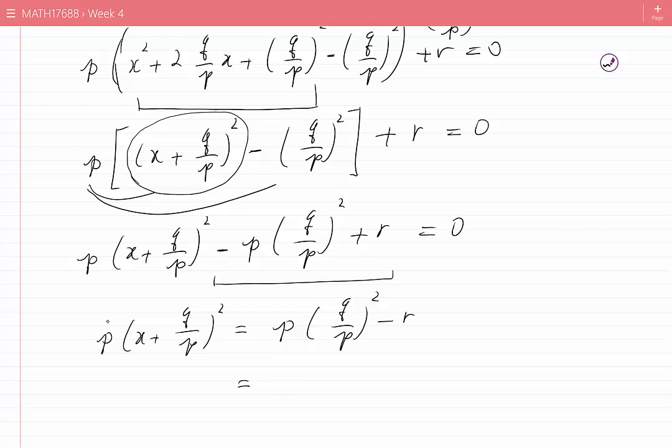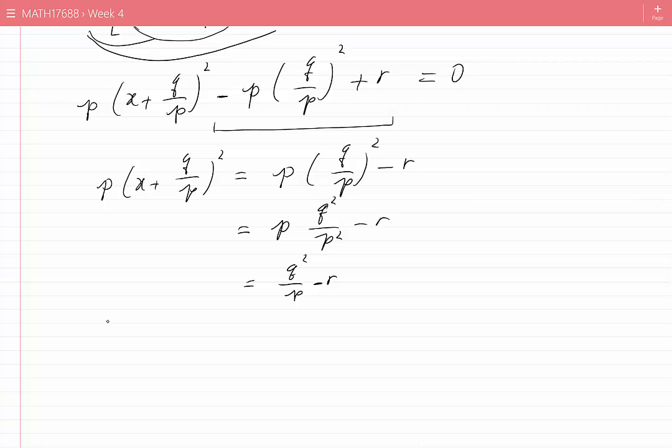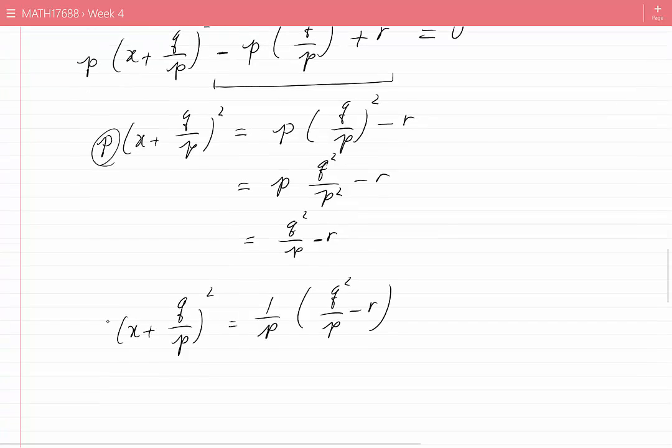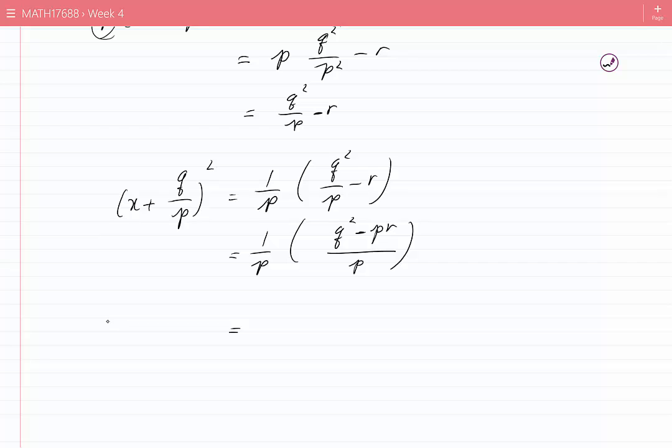This can be simplified in the following way. This is equal to p times q squared over p squared minus r, which is equal to q squared over p minus r. Now let's divide both sides of this equation by p to eliminate this p from the left hand side. We would get (x plus q over p) squared is equal to 1 by p times (q squared over p minus r), which we can simplify by adding the two terms inside the bracket. It would be (q squared minus pr) over p, and then multiplying the numerators and the denominators to get (q squared minus pr) over p squared.